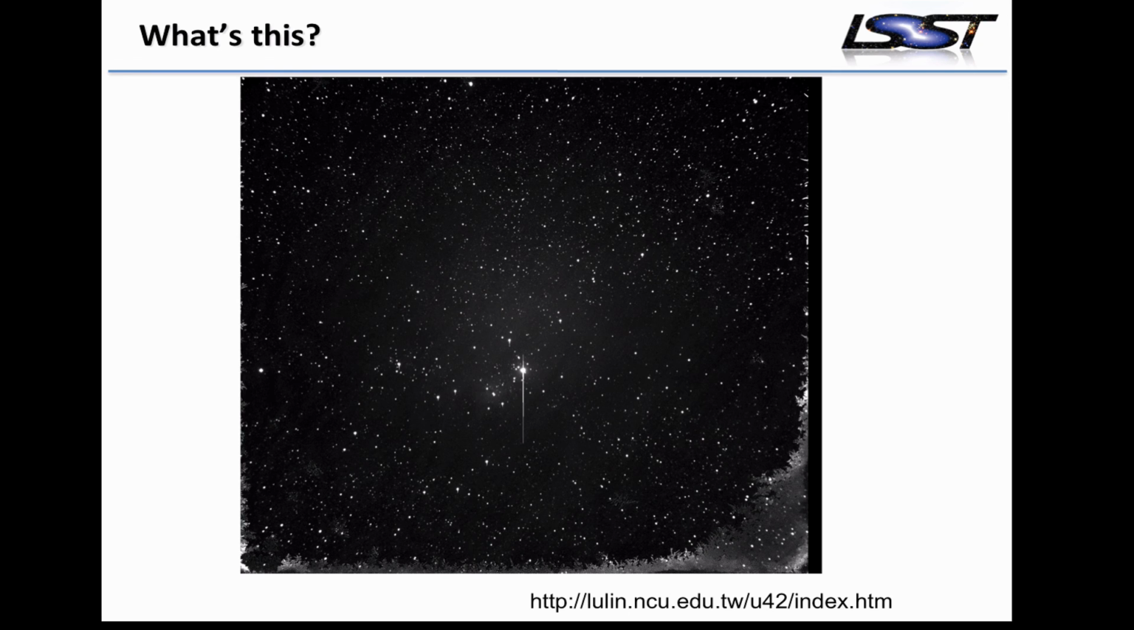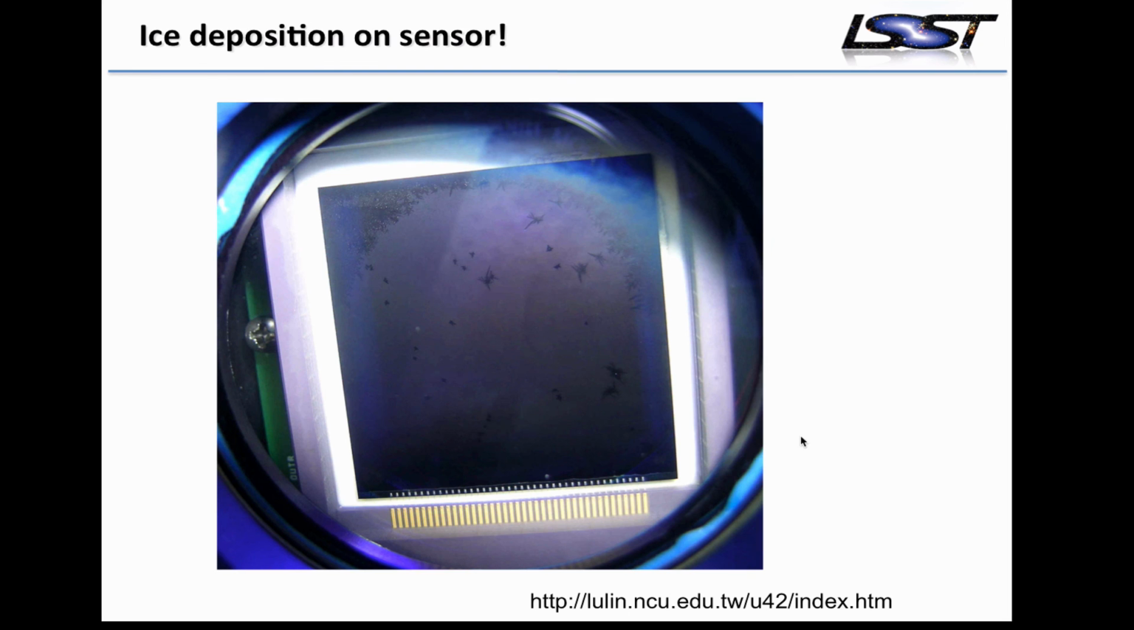And the answer is, this is pretty in focus in the image, and actually turns out to be a consequence of ice crystals condensing on the surface of the detector. Also apparently some condensation on the window of the Dewar. Those two things have different origins typically.